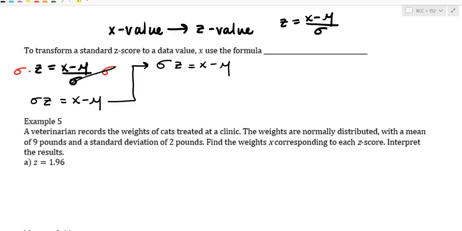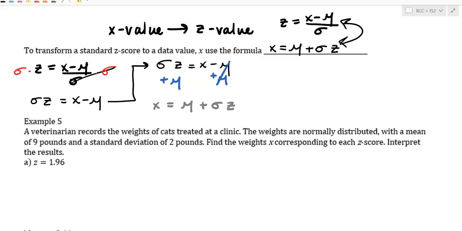I'm trying to solve for x. So I'm going to add mu to both sides of this equation. So I can see that x is equal to mu plus sigma z. Mu plus sigma times z. So if I have the z score and I want the x score, I will use the formula that x is equal to mu plus sigma z, which is the exact same formula as that. It's just different variations of it depending on what we're starting with and what we want.